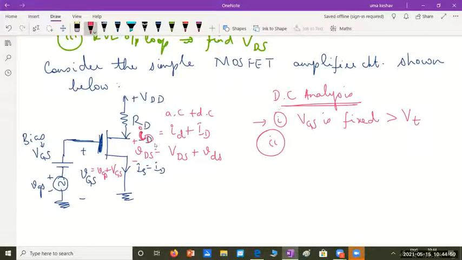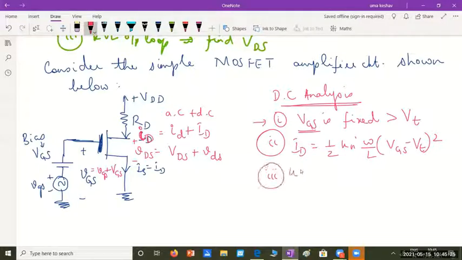So in the DC analysis, my first job is to fix the gate source voltage, and it should be fixed to be greater than the threshold voltage for the MOSFET to conduct. To switch on the MOSFET, VGS should be greater than VT. Next is to find ID. How do I find ID? ID is half Kn dash W by L, VGS minus VT the whole square. Once VGS is known, you can find ID using this equation.